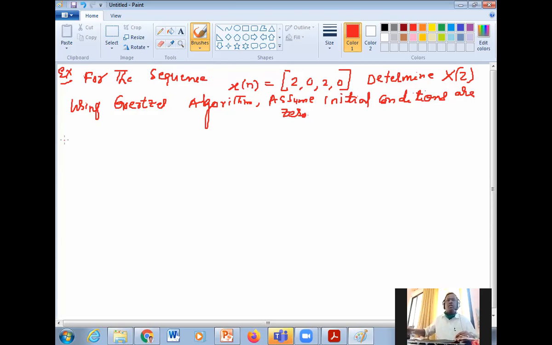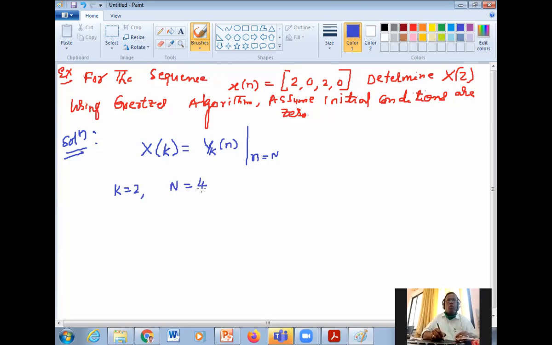Now let us solve this. Let us understand how to solve this question. While solving a Goertzel algorithm, we know the statement is xk equals yk of n at small n equals capital N. Here from the question, we can write k equals 2 and capital N equals 4. Therefore, x of 2 equals y2 of 4.